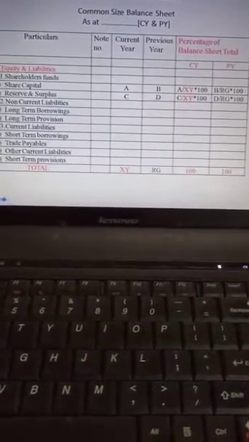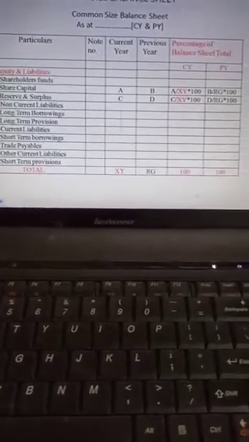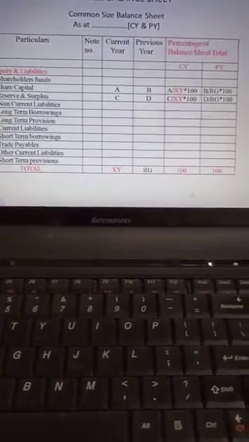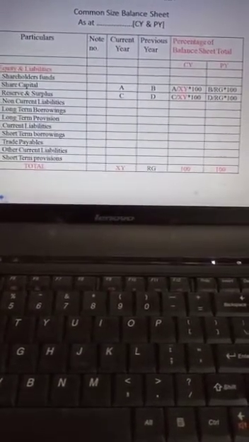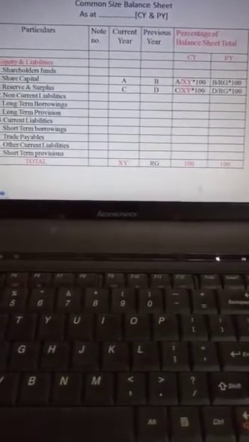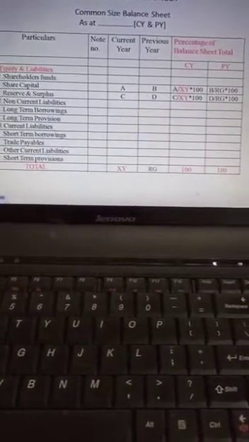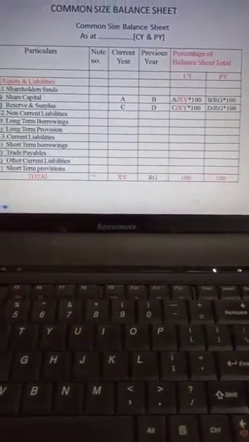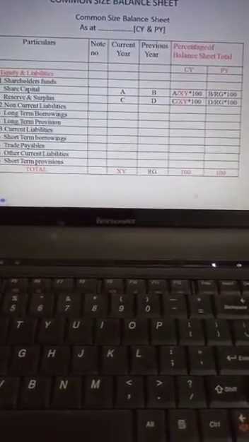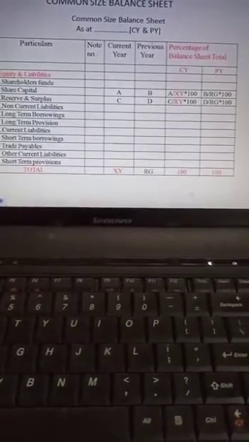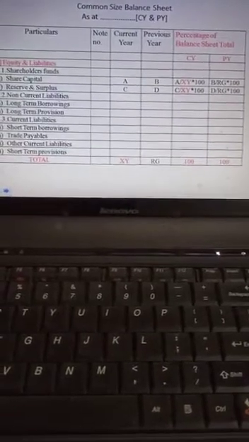Whereas for previous year, if the value of the share capital is B and that of the reserve and surplus is D, and the total comes to RG, then the percentage will be calculated as B divided by the total of the previous year, that is B divided by RG into 100, and D divided by the total of the previous year, that is D divided by RG into 100 for share capital and reserve and surplus respectively. Total of the percentage of balance sheet total for current year and the previous year will always be 100. It must not be more or less than 100.